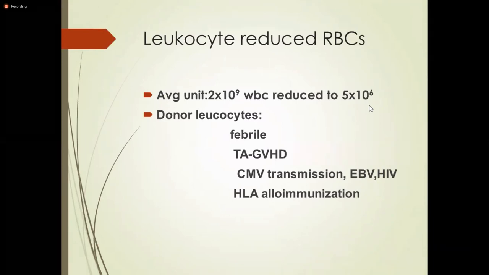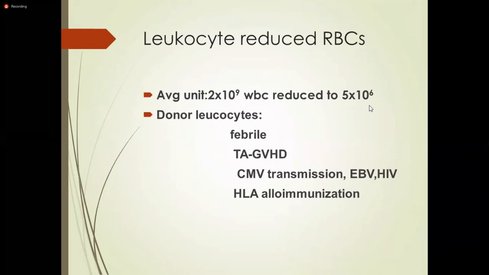Then CMV transmission, EBV and HIV, because the CMV virus and Epstein-Barr virus become latent in the WBCs. The latent state is in the WBCs. So if the WBCs are transfused, this is to stop CMV transmission, to stop Epstein-Barr virus transmission, and to stop HIV transmission, but HIV is anyway screened for. Mostly we want to reduce the CMV transmission and EBV transmission.